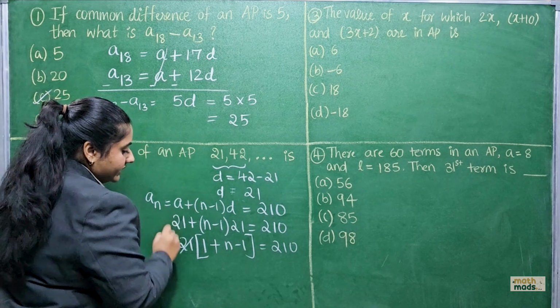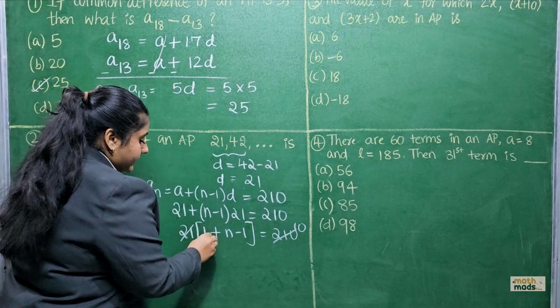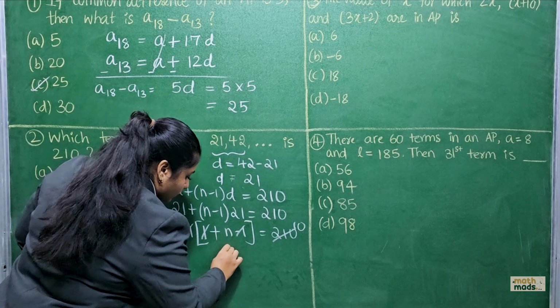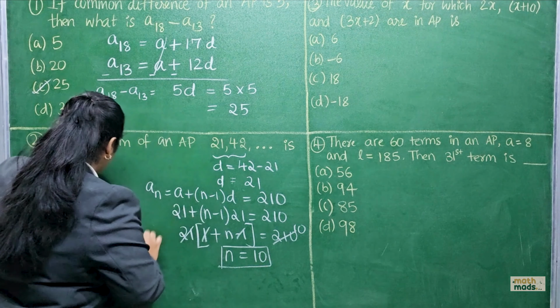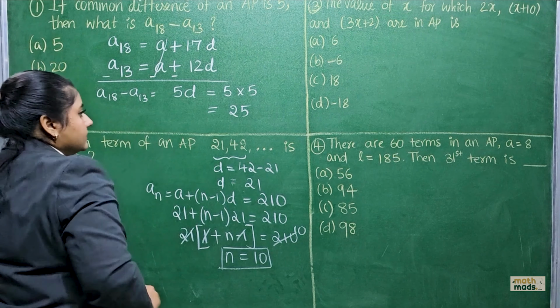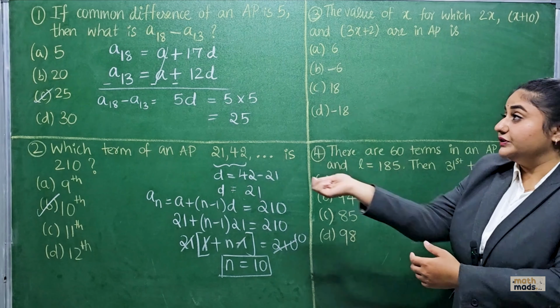Now I can cancel 21 and 10. So 21 into 10 is 210. Here I can cancel 1 and minus 1. So I'm left with n is equal to 10. So which term is it? 10th term. So option B is the right answer. Okay. So if we are clear with these two, let's go to the third one.